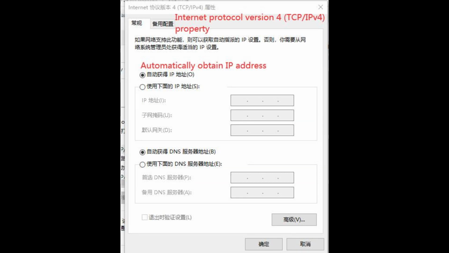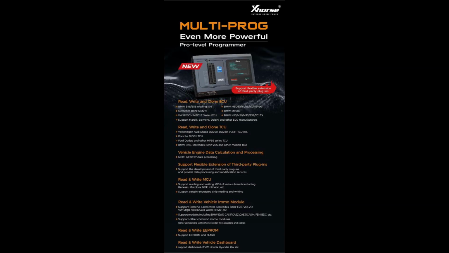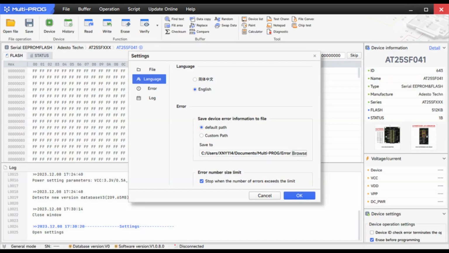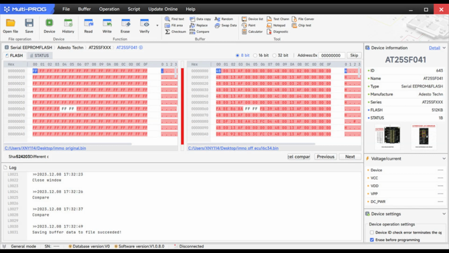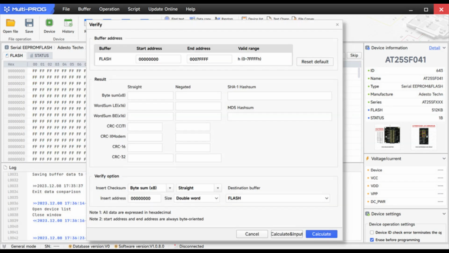3. Vehicle engine data calculation and processing. MED17/EDC17 data processing. 4. Support flexible extension of third-party plugins. Support the development of third-party plugins and provide data processing and modification services.